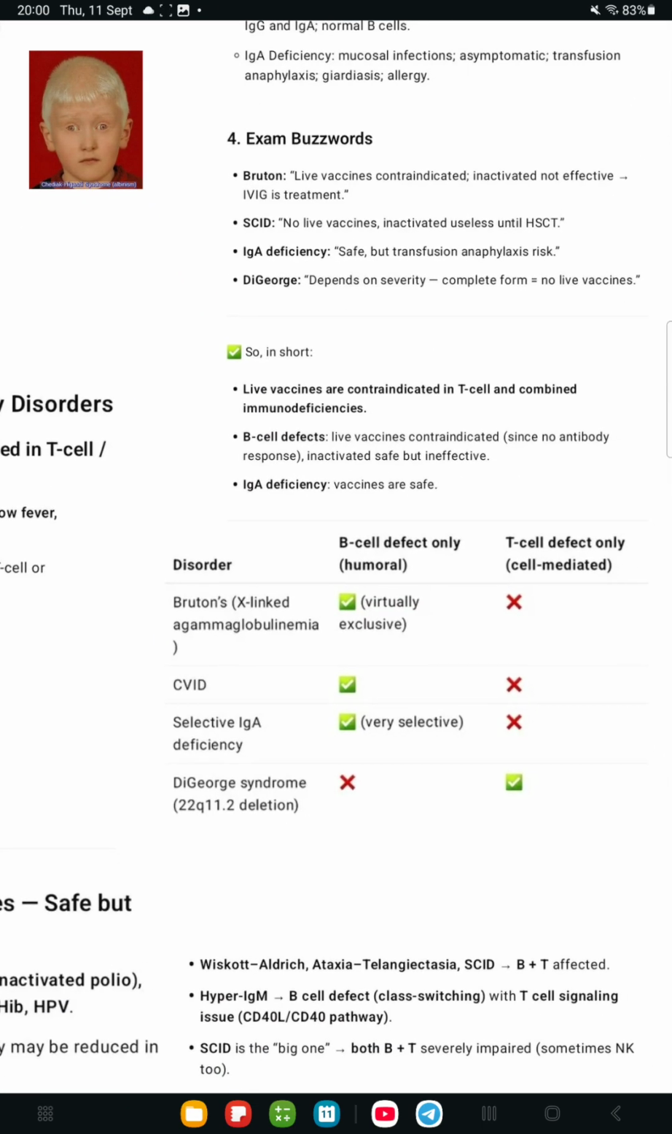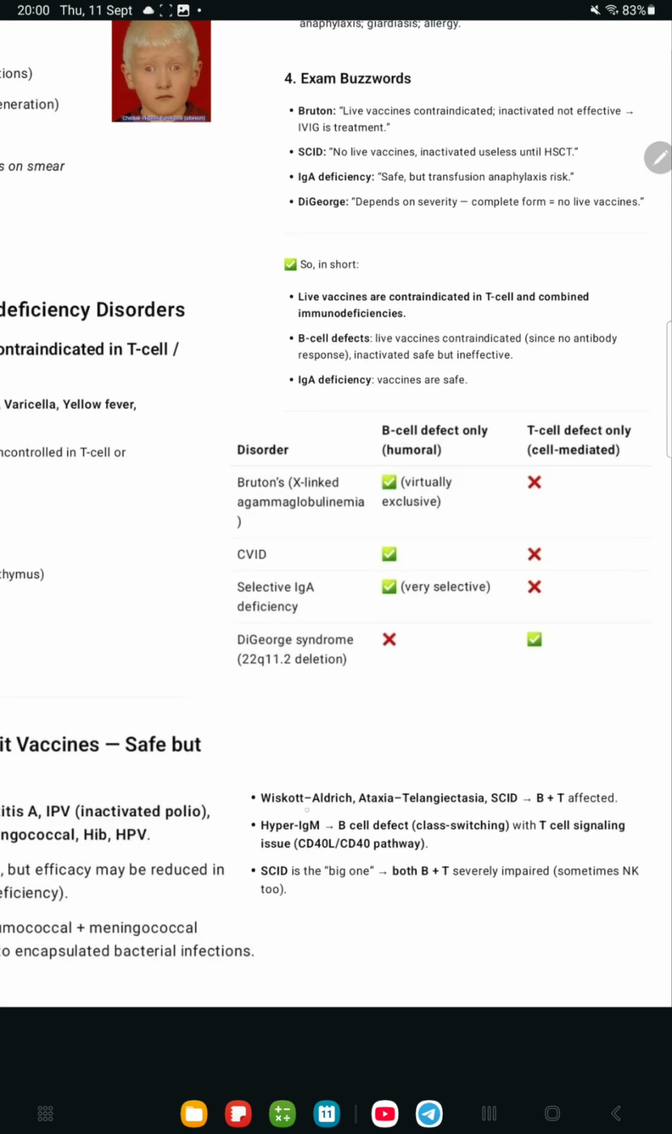Now we'll go with this portion. So here we have these disorders. We have to remember the first three are B cell defects only, that is humoral. DiGeorge we have to remember is a T cell defect only. For Wiskott-Aldrich, ataxia-telangiectasia, SCID, we have to remember this is B plus T. And hyper IgM we have to remember is a B cell defect.